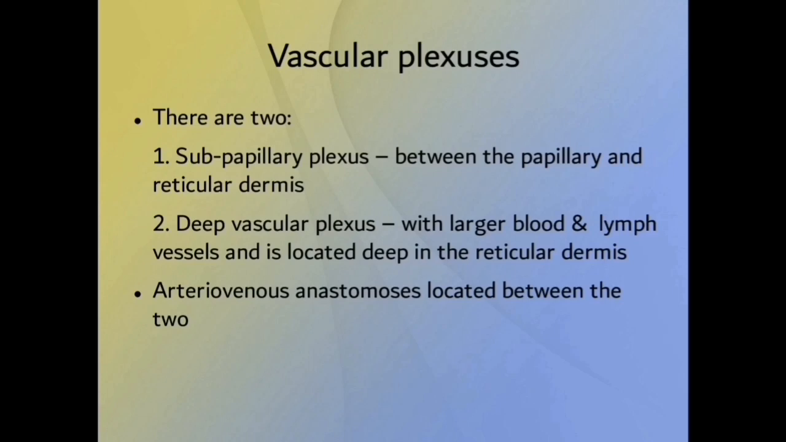Right. When body temperature is too high, the arteriovenous anastomoses or shunts dilate so as to increase blood flow and hence increase the heat loss from the skin. And if the body temperature is low, they will constrict so as to reduce the blood flow and reduce the heat loss to the surroundings. Okay, that's how the arteriovenous anastomoses work in thermoregulation.